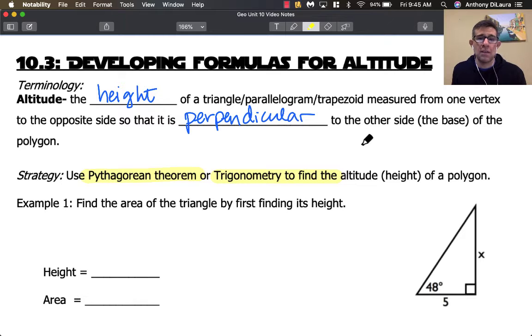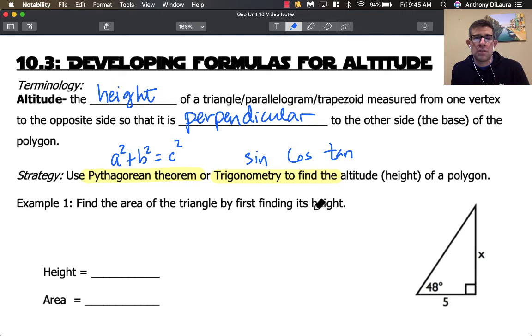Now, in order to calculate these, we are going to use some old familiar tricks. The Pythagorean Theorem, a squared plus b squared equals c squared, and our trig ratios. Remember, those are the sine, cosine, and tangent ratios. So let's take a look at our first example.